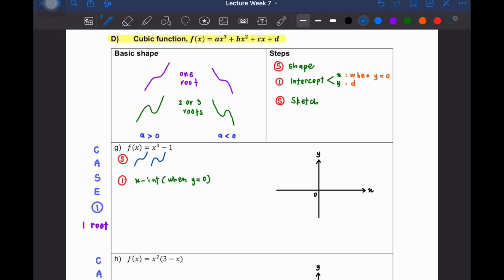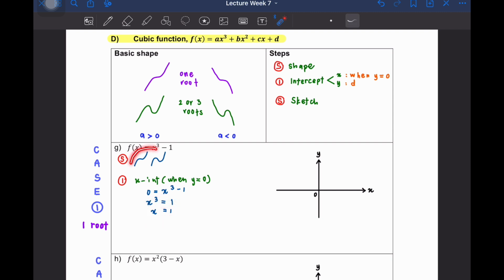Okay, so when y is equal to 0, it means that f(x) is equal to 0. So you just do 0 equals x cubed minus 1, and then you will have x cubed is equal to 1. Okay, and then we get x is equal to 1. So from here you can see that you only have one x-intercept, means that one root only.